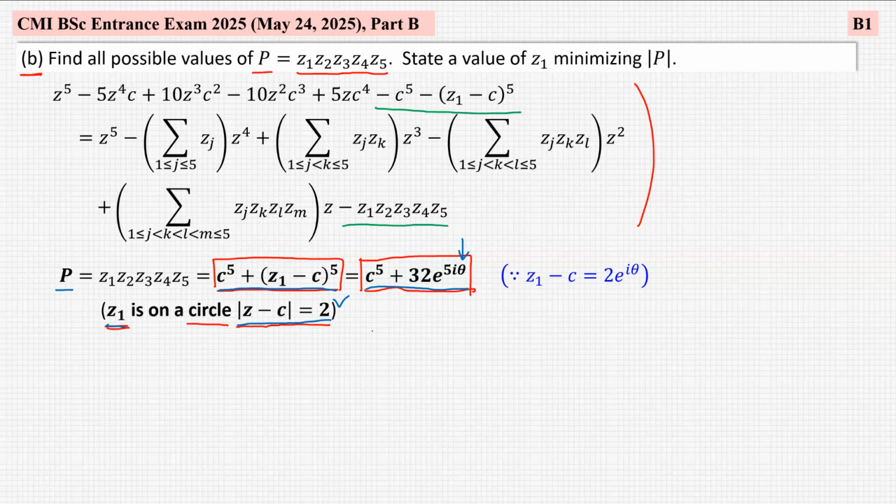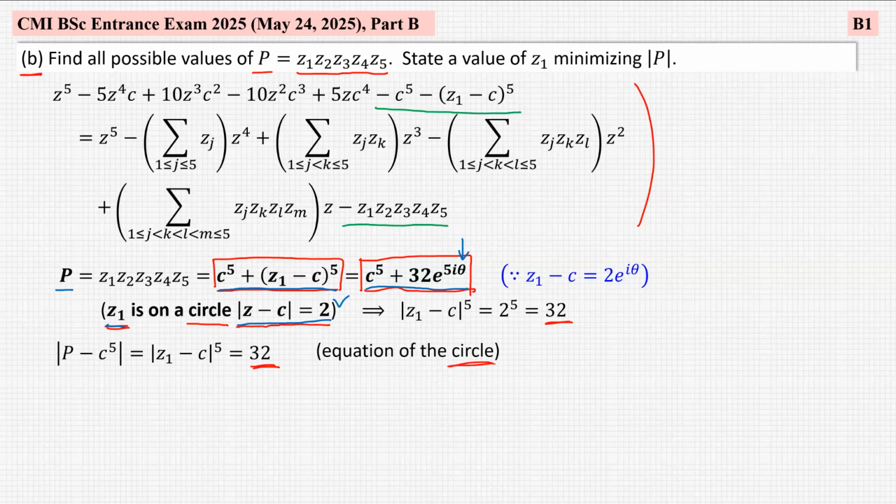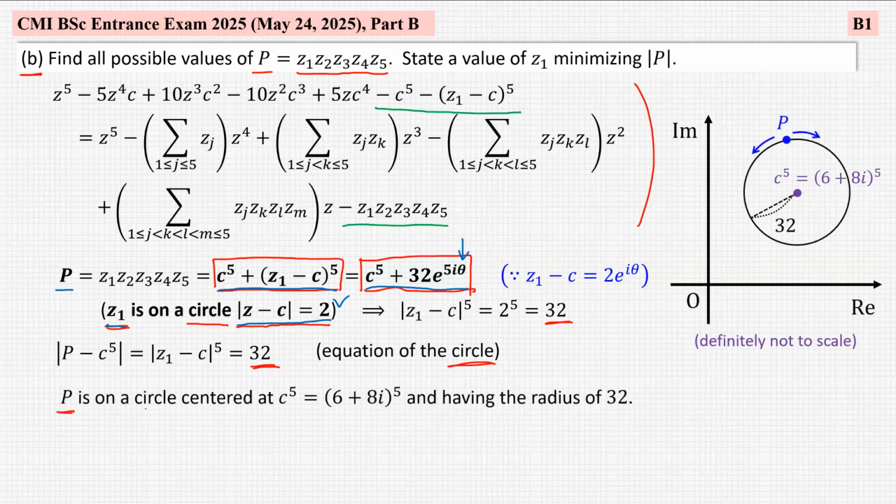But can we provide more geometrical interpretation for the values of p? Well, since z1 is on the circle absolute value of z minus c equals 2, we have absolute value of z1 minus c to the 5th power is equal to 2 to the 5th power, hence 32. Using this, we can obtain absolute value of p minus c to the 5th power is equal to absolute value of z1 minus c to the 5th power, which is 32, which is also the equation of the circle. That is, p moves on a circle centered at c to the 5th power, hence 6 plus 8i to the 5th power, and having the radius of 32.